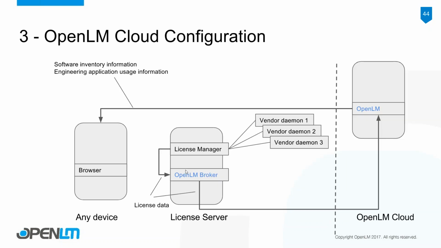The third deployment option is the cloud option, in which everything is on the cloud except for one component. You only need to install the OpenLM broker on your license server so it can collect the data from the license manager and send it to the cloud via a secured connection. So the license manager gets the data, gives it to the OpenLM broker. The OpenLM broker gives it to OpenLM Cloud, and the OpenLM Cloud displays it on your browser.